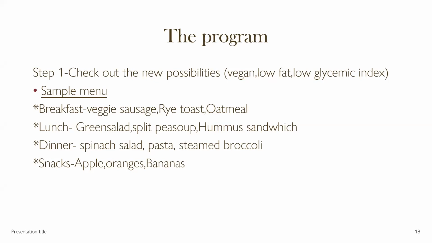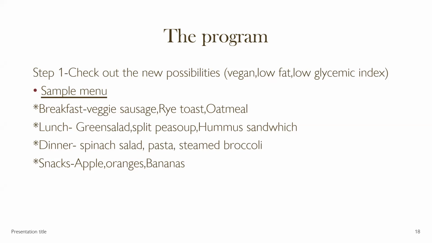For breakfast, we can advise something like veggie sausage, rye toast, or oatmeal. For lunch, we can give green salad, split pea soup, hummus sandwich. For dinner, we can suggest spinach salad, pasta, steamed broccoli. And for snacks, whenever they're hungry in between, they can take fruits like apples, oranges, bananas.